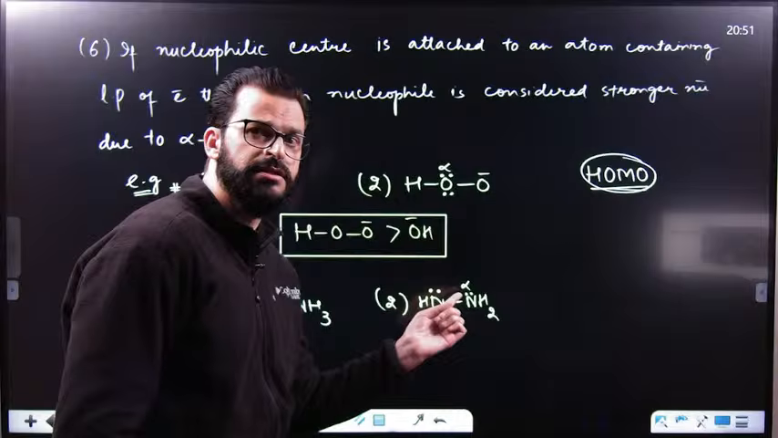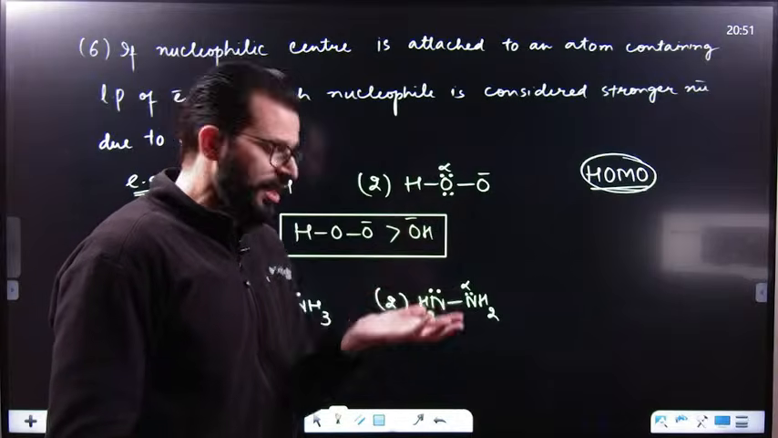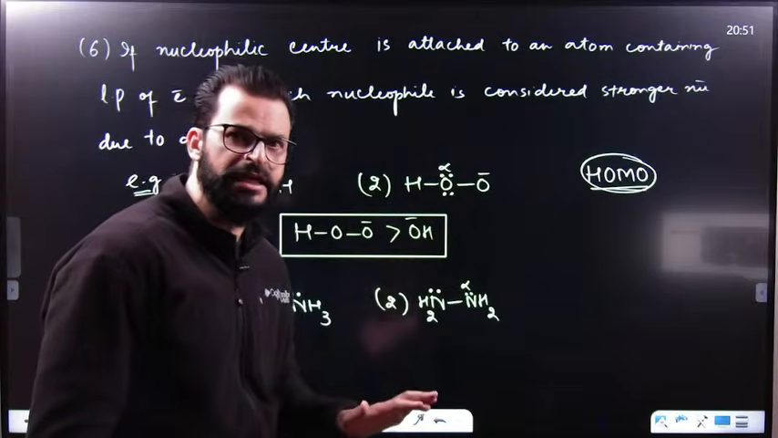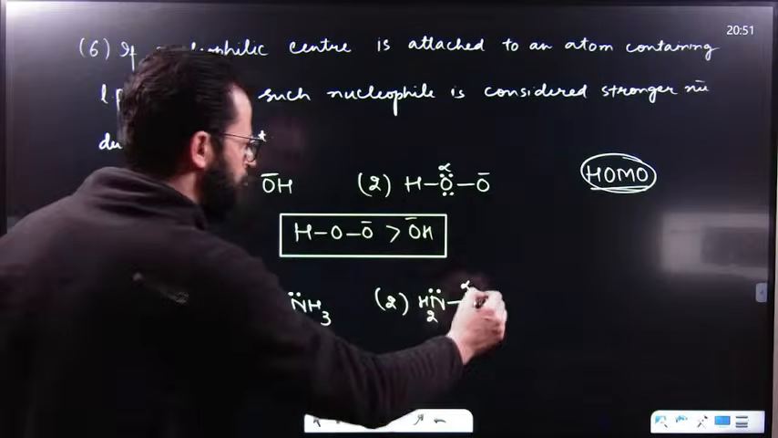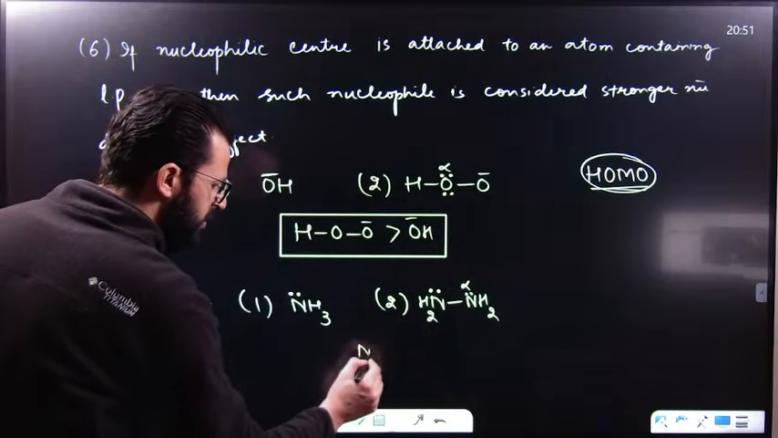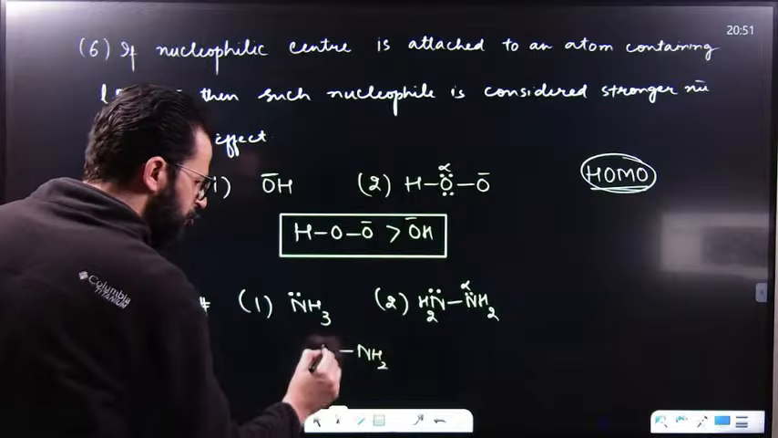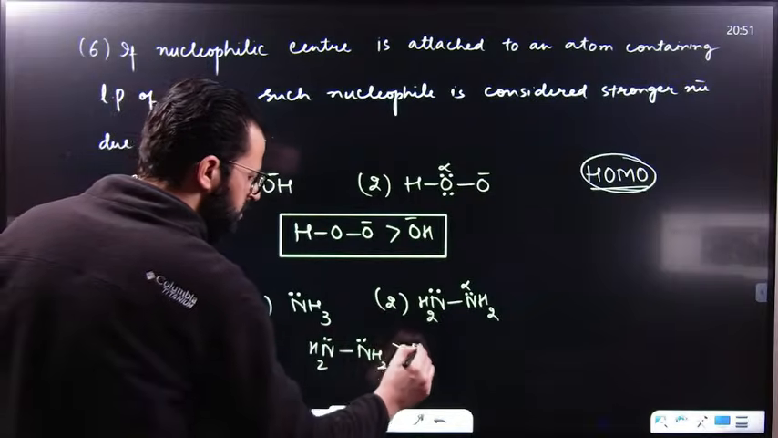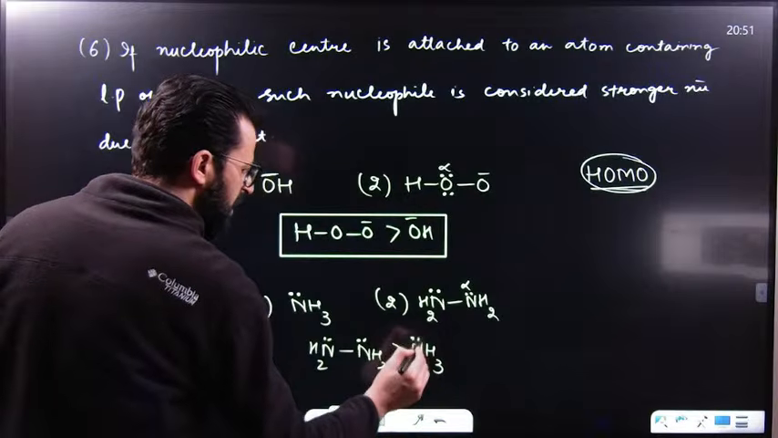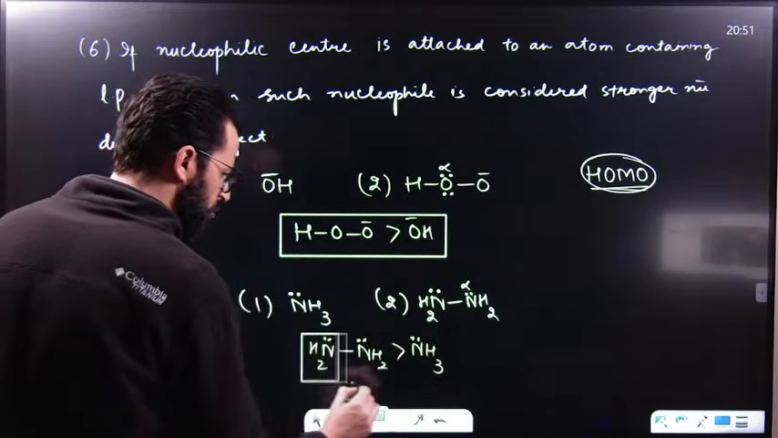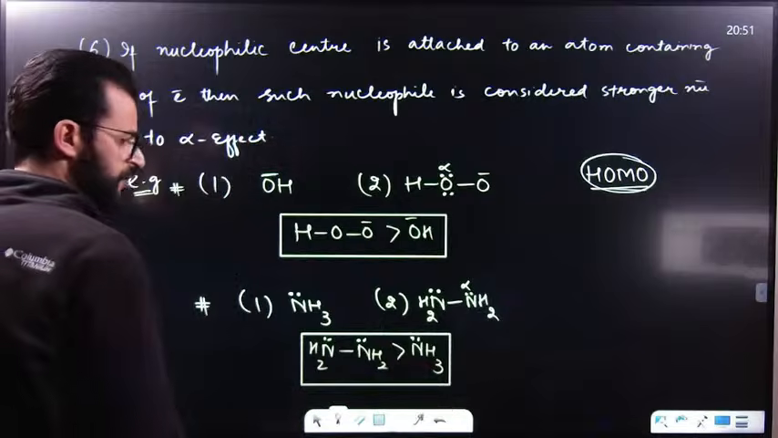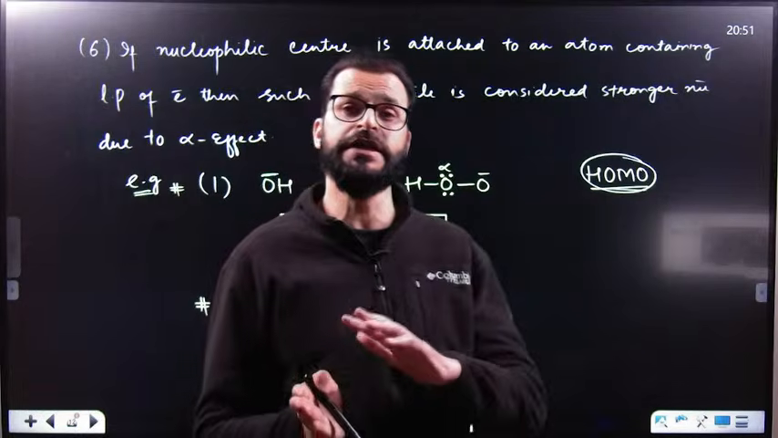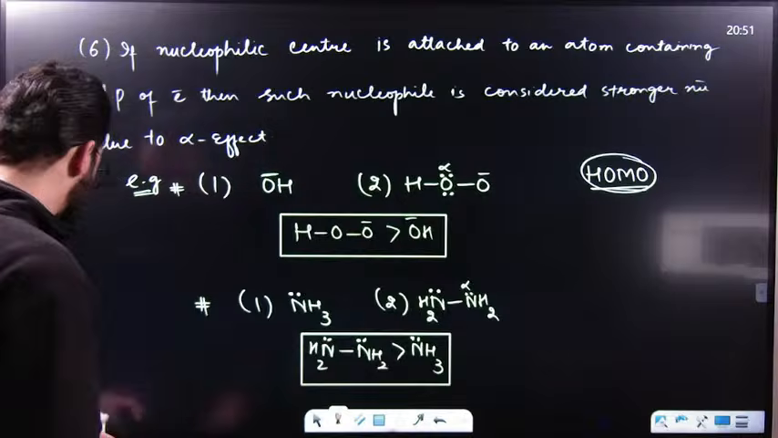More repulsions increase energy. Energy is increased, stability decreases, that means it becomes more reactive. More reactive means stronger nucleophile. Hence hydrazine is a stronger nucleophile as compared to ammonia, and the reason is repulsions taking place at the alpha position. So that's why this is known as the alpha effect. So this was all about nucleophilicity versus basicity. I hope this is clear till now.